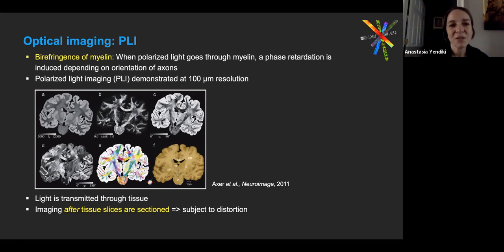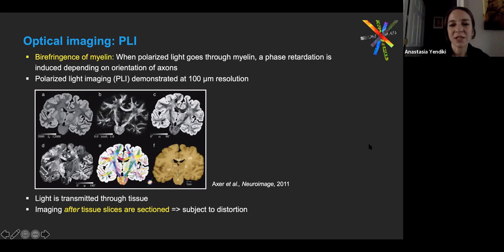One method that relies on the birefringence of myelin is polarized light imaging, or PLI. It has been demonstrated not just at the 10 micron resolution that I'm showing here, but at even higher resolutions. And it's applicable to large fields of view, like the whole brain that I'm showing here. In this case, the light is transmitted through each slice of tissue and detected on the other side. So the image has to first be sliced and then imaged. Because of that, there are the typical nonlinear distortions that we also see in histological methods. So it's hard to follow a single axon from slice to slice.